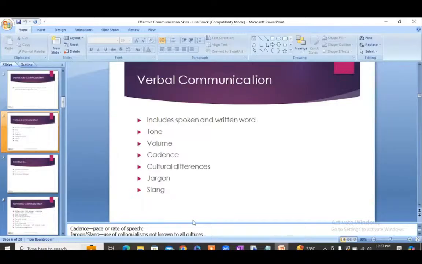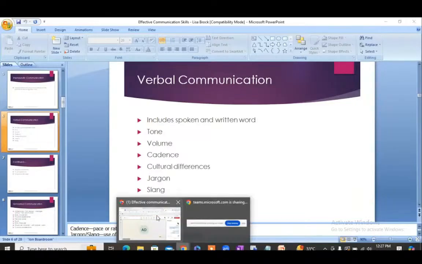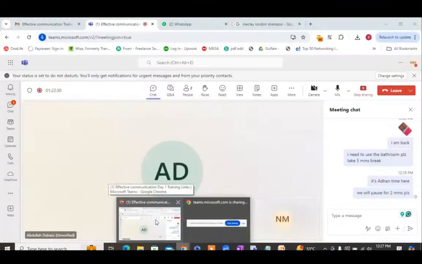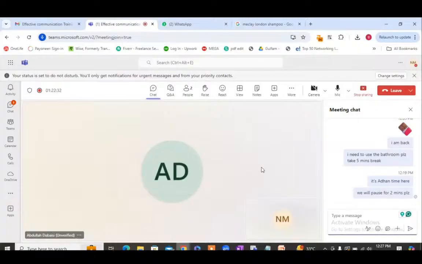Right, yeah. Again, we're going to pause for 2 minutes. It's Adhan time here again, so after 2 minutes we will continue. This is the Azan from another mosque.